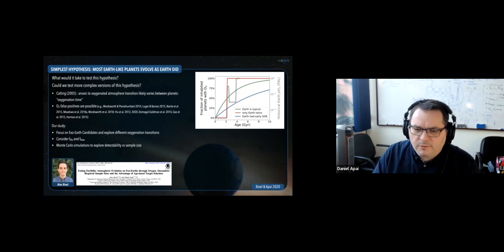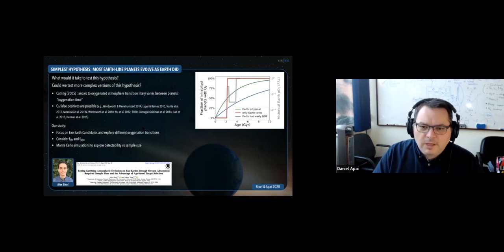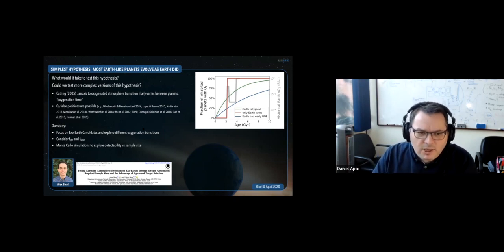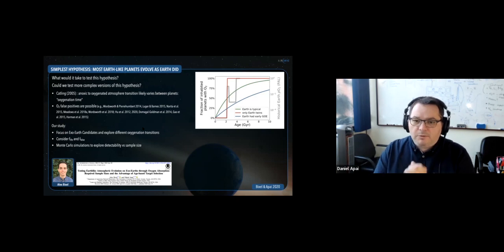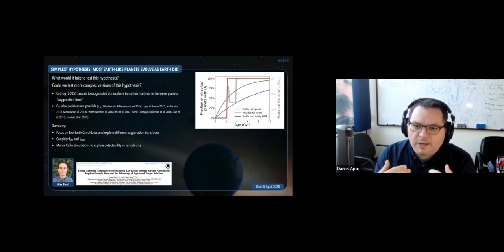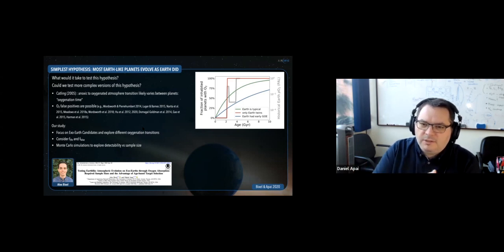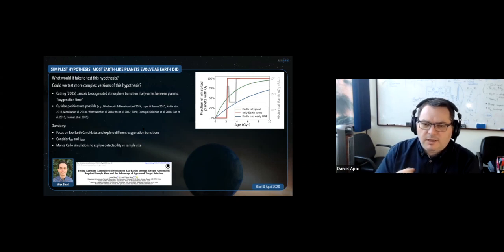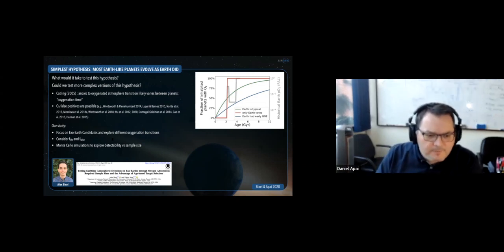So the simplest hypothesis that you can potentially test, and this is what we set out when we put forward this idea, is can we test whether or not most Earth-like planets evolve as Earth did in terms of their atmosphere: first an oxygen-free atmosphere and then a transition to an oxygen-rich atmosphere. What happens if all of them evolve at the same rate? What happens if only a fraction of them evolves this way? Or what happens if the oxygenation timescale varies from planet to planet?